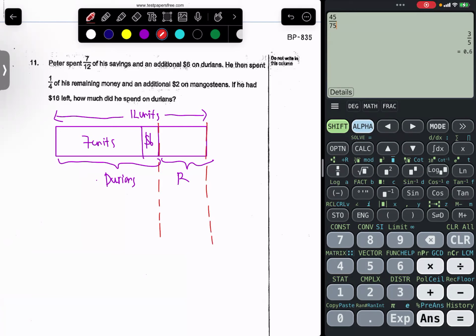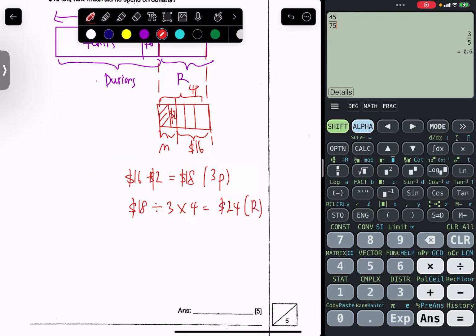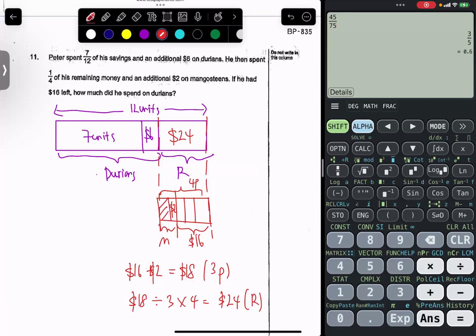All right. Spend 1/4 of the remainder. So cut into 4. Spends 1/4 and an additional $2 on mangosteen. Then realize that he has $16 left. So you notice that 16 plus 2, let's call this 4 parts, 16 plus $2 is equals to $18, which is 3 parts. So 18 divided by 3 times 4 equals to 24. That is my remainder. So meaning this part is $24.